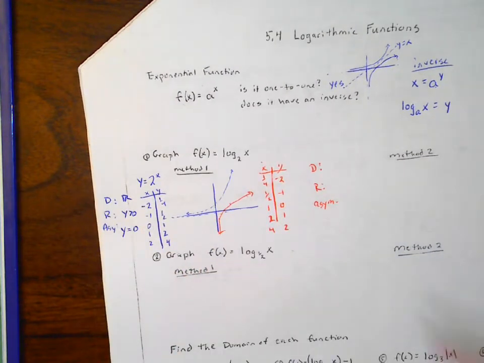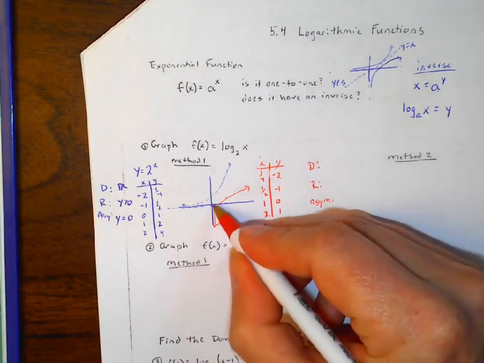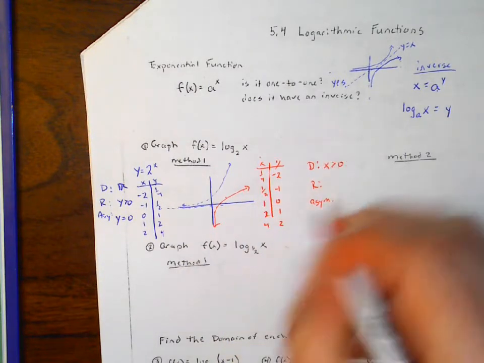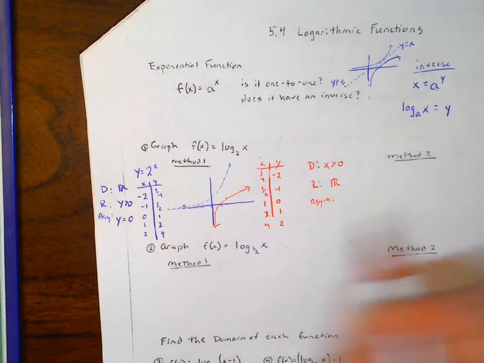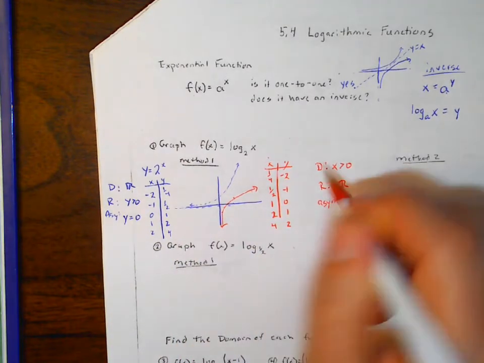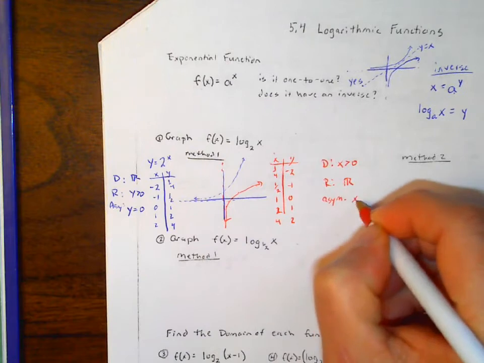Now for the log function, the red one, our domain starts here at 0 and greater. So x has to be greater than 0. And the range is going to go all the way down, and it's going to go all the way up, so it'll be all real numbers. Notice it's just switching the x and the y, right? Same with the asymptote. Instead of being at y equals 0, we have an asymptote at x equals 0.